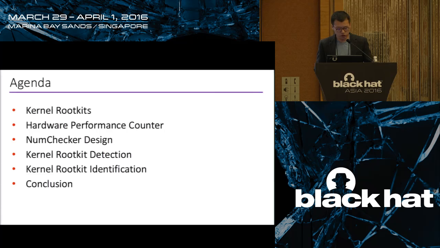So here's the agenda of the talk. First, I'm going to briefly explain kernel rootkits, and then I'm going to talk about hardware performance counters. Then I'm going to explain our design, NumChecker, and then how to use the design to detect and identify rootkits. And then I'll conclude the talk.